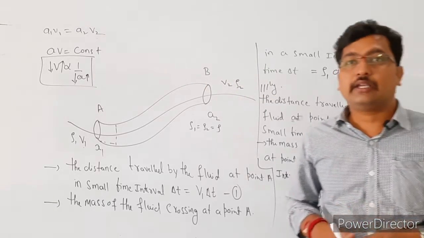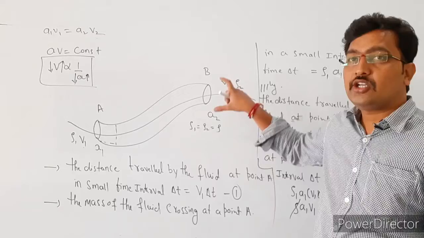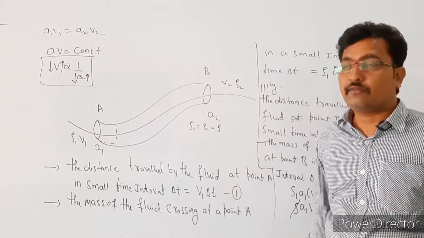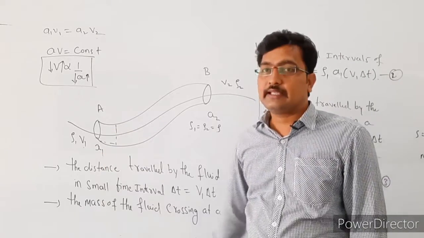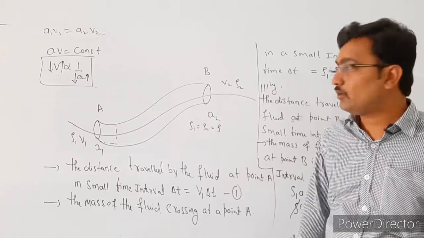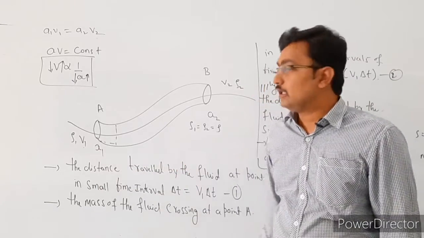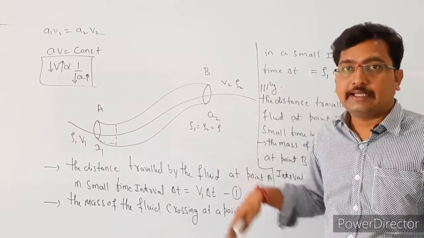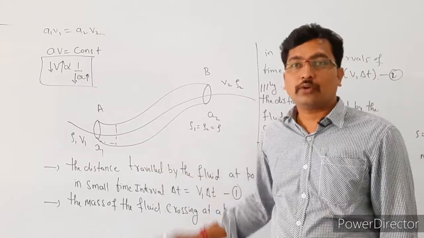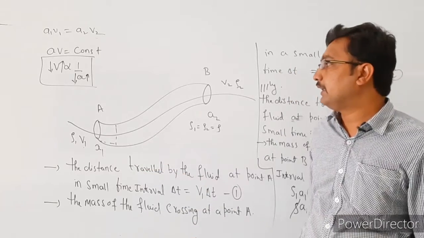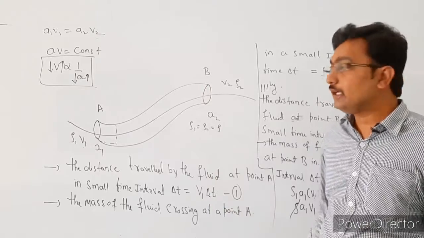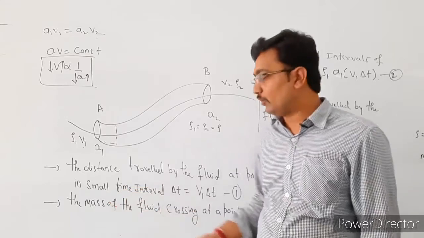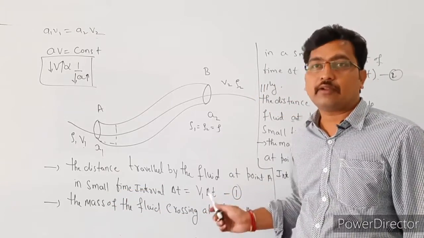So in the equation of continuity, first we consider a bent-shaped tube. It consists of two faces. This is the first face and this is the second face, and the area of the first face is A1 and the area of the second face is A2. V1 and V2 indicate the velocity of the liquid entering at point A and the velocity of the liquid exiting from point B. And ρ1, ρ2 indicate the density of the fluid entering at point A and exiting at point B. The first point is the distance travelled by the fluid at point A in a small time interval. Its value is V1 del t. This is our equation number 1.